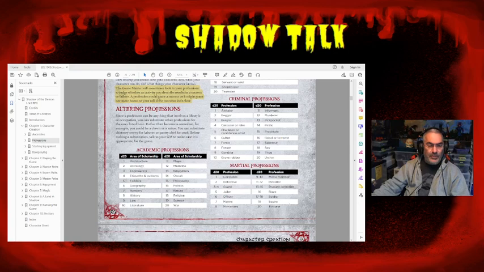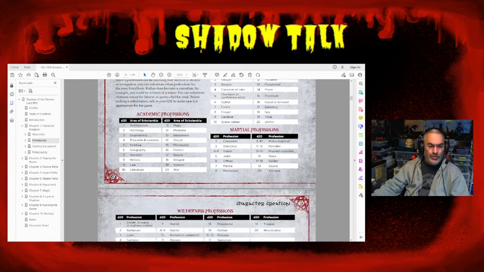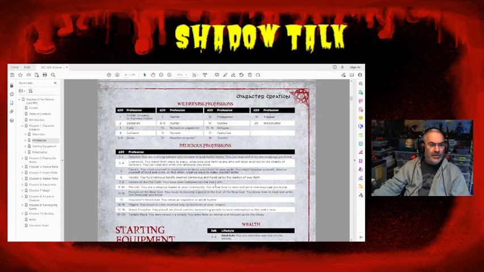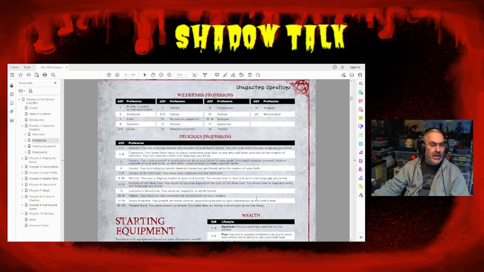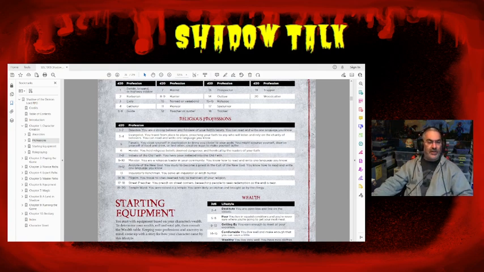And then you've got your martial professions: constable, detective, marine, patroller, slave, squire, and torturer. Then you have your wilderness professions, starting at bandit, brigand, or highway robber, barbarian, hunter, pioneer, outlaw, tracker, woodcutter. And then religious professions. Now, these are a little bit more detailed to help flesh out your religious character.